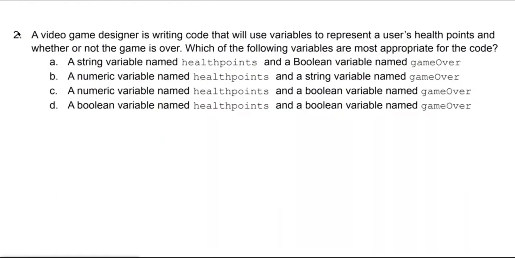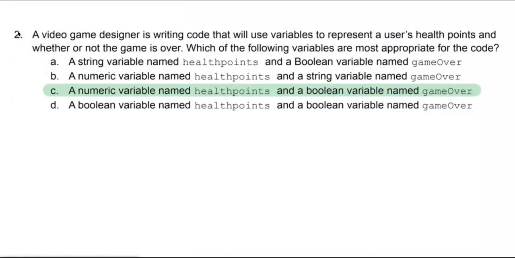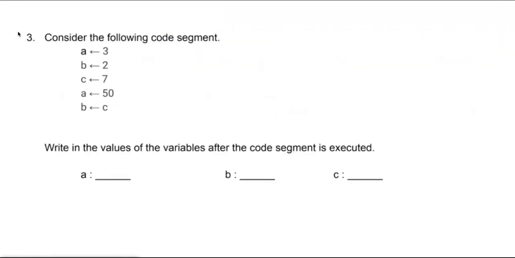Question 2 is talking about a video game and creating two variables to represent the user's health points and whether or not the game is over. The answer for this one is choice C. You would need a numeric variable to represent health points and a Boolean variable to represent game over. That is because health points is represented by a numeric value, and Boolean means true or false, yes or no, which would represent the game being over or not over.